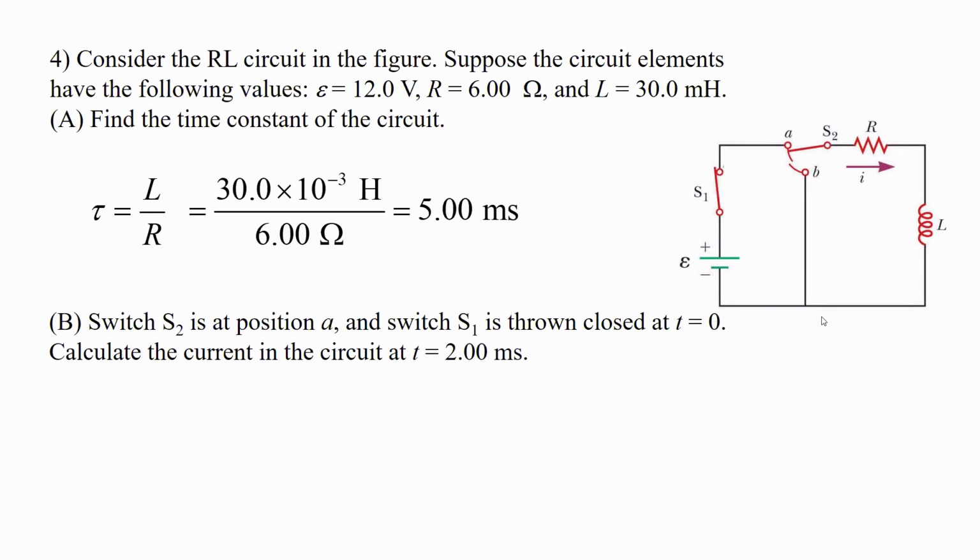Let's say switch 2 is in position A, and it's thrown at t equals 0 to S equals 1, so S equals 1 is closed. Then we determine what the current is at some later time, based on this time constant. Sometime later, given to us as 2 milliseconds, we want to know what the current is. The current would be the same everywhere in this circuit since it's a single loop.